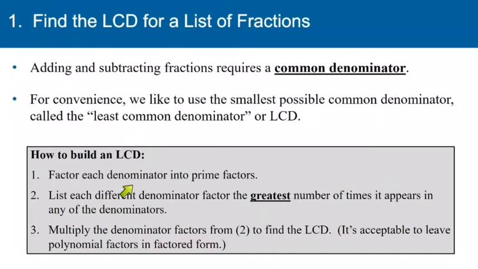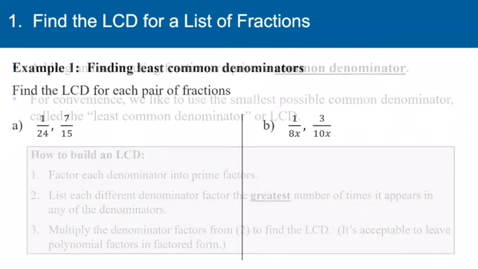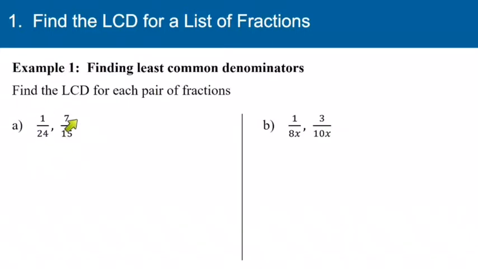First, you need to factor each denominator into prime factors, and then you're going to list each different denominator factor the greatest number of times it appears in any one denominator, and you put those together in multiplication form. Now it says multiply, but we won't actually be multiplying as in distributing and combining terms. We will leave them in factored form, but they are written in a multiplication form. So we'll practice here. First, like we did in the last couple of sections, we'll just practice on regular fractions, and then we'll take that to rational expressions that contain variables.